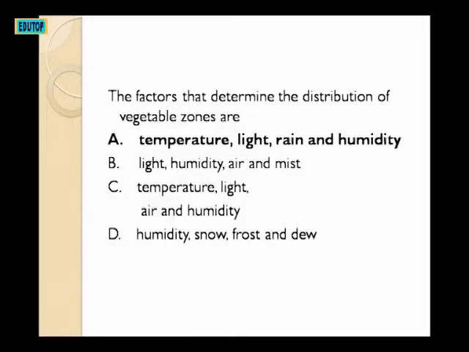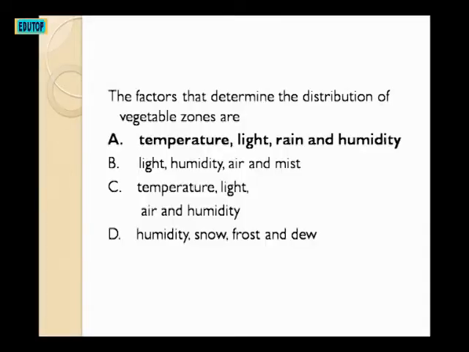So looking at the options, we have option A, having these four that I mentioned. Then we have mist in other places, we have hair, we have frost, dew, snow. That is not really relevant in the vegetable zone. So our answer is A, temperature, light, rain, and humidity.